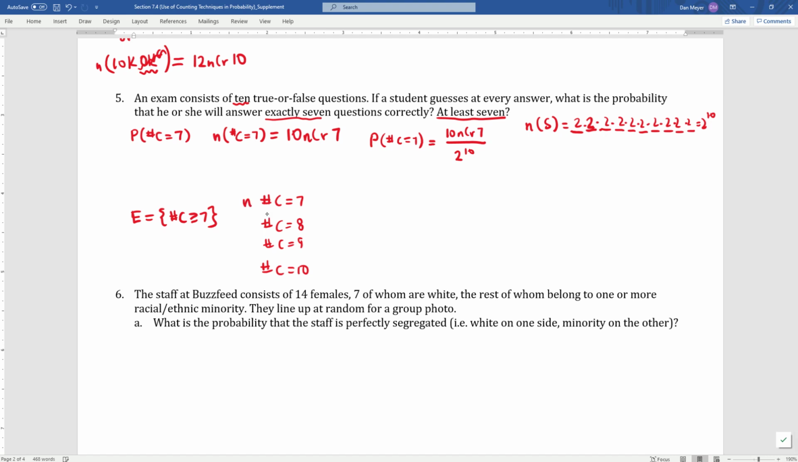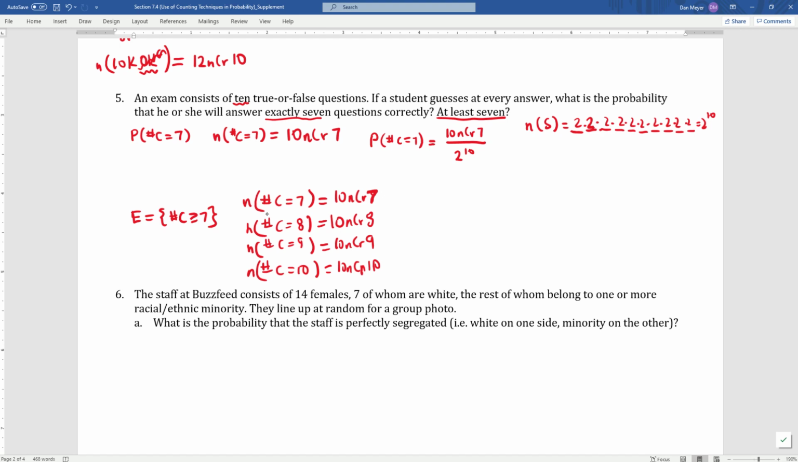Now we just found the number of ways to get exactly 7. That was 10 choose 7. And it shouldn't be too surprising, I'm jumping ahead here, that the number of ways to get exactly 8 correct is 10 choose 8. The number of ways to get 9 correct is 10 choose 9. And the number of ways to get 10 correct answers would be 10 choose 10.